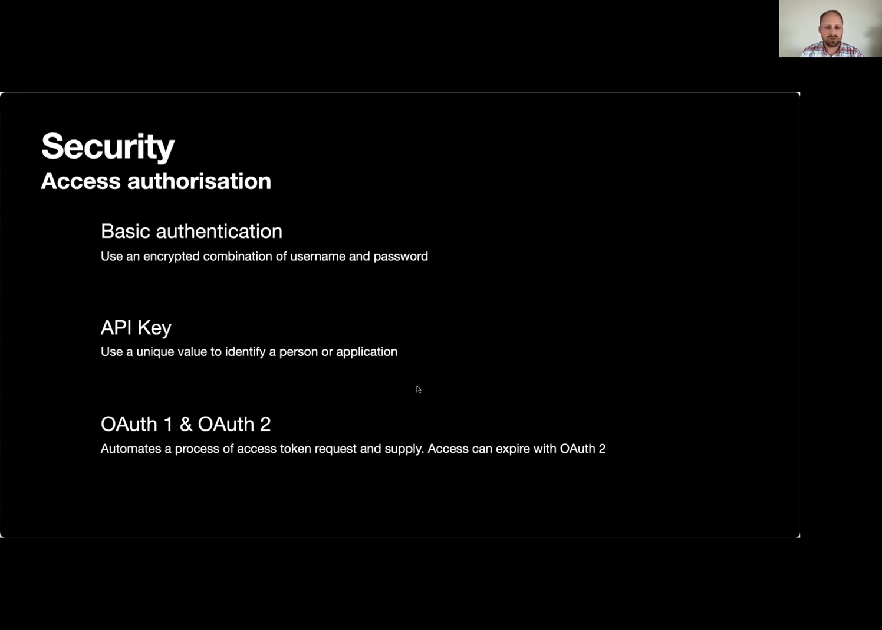So it automates the request and issuing of access tokens. This is what's used when we're talking about single sign-ons. So you're using Facebook or Google to sign on to certain services. This stuff happens behind the scenes. The main difference between OAuth 1 and OAuth 2 is that the tokens can expire with OAuth 2. So it's extremely secure in that you can only have access for a limited amount of time, and then you have to go through the process again. It's a belt and braces measure to sort of keep everything secure.